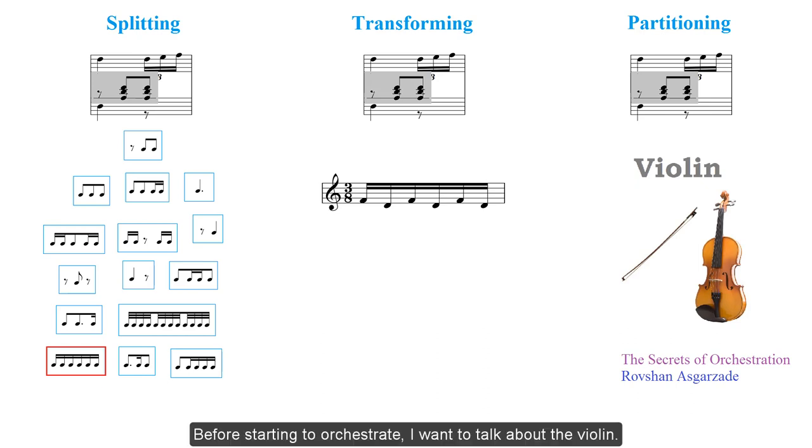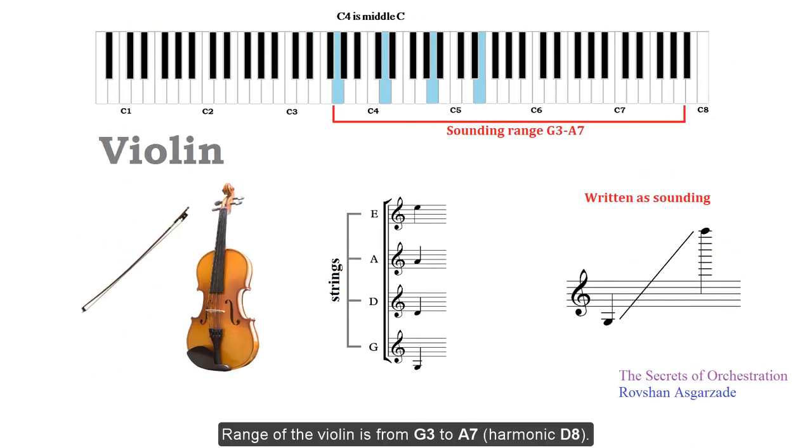Before starting to orchestrate, I want to talk about the violin. The range of the violin is from G3 to A7. Harmonic D8. It is a non-transposing instrument notated in treble clef. There are four strings: G, D, A, E.